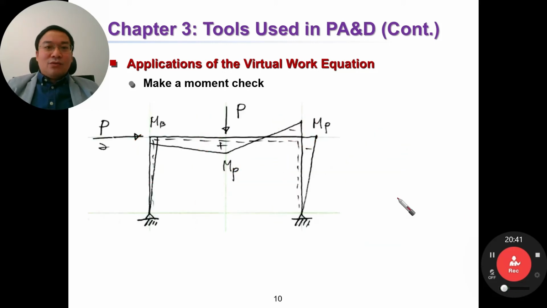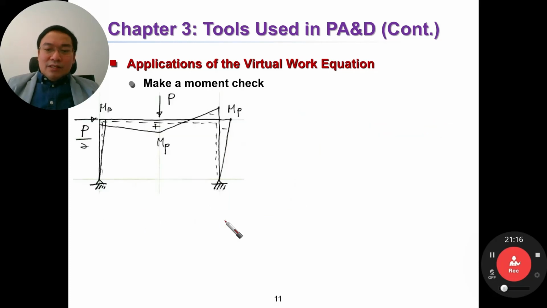Now we do the moment check by the assumption. Assume the mechanism, we have MP here and MP here. But the problem is that we don't know MB. So now we have to check MB. And the condition is MB should be smaller than or equal to MP. If this condition is satisfied, then our assumption is good.